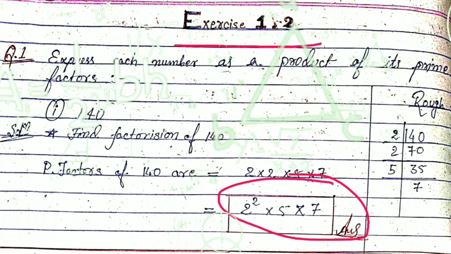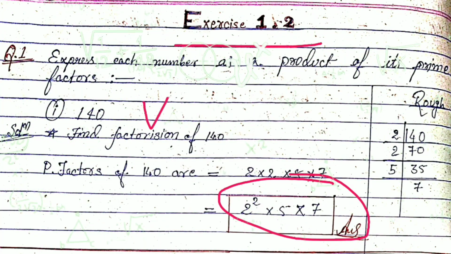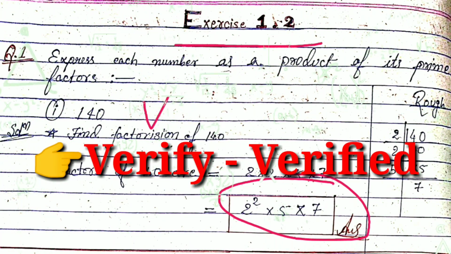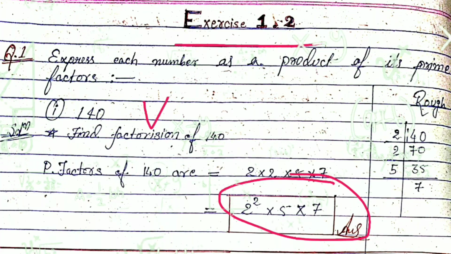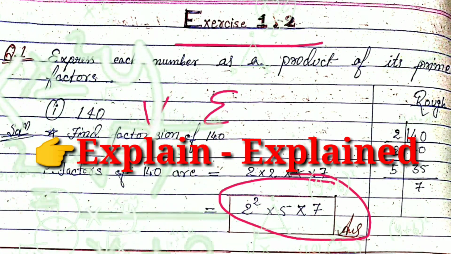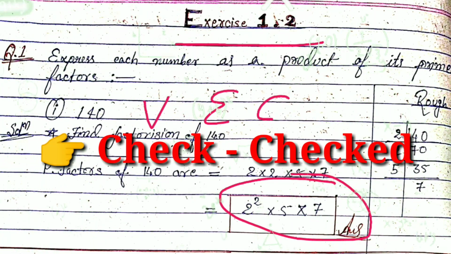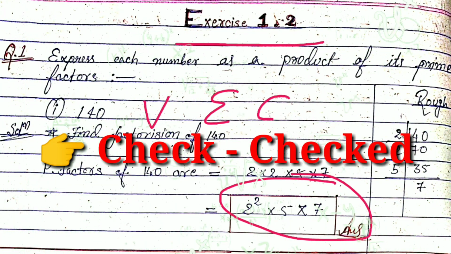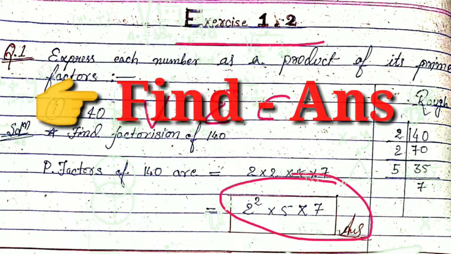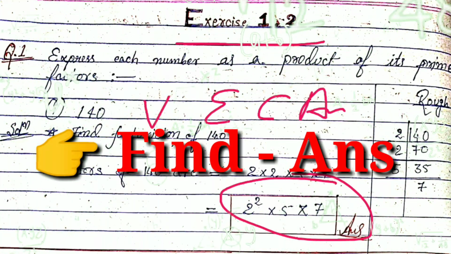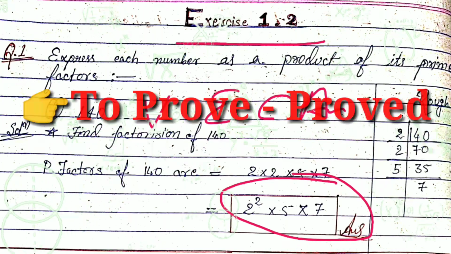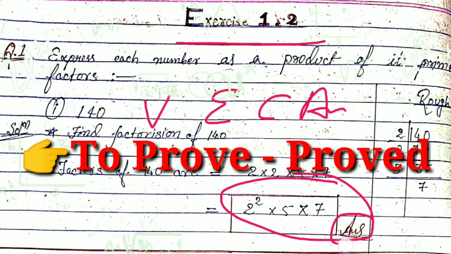If the question is saying verify, then we have to write the answer as verified. If the question is saying explain, then we have to write the answer as explained. If the question is saying check, then we have to write the answer as checked. If the question is saying find, then we should write the answer. If the question is saying prove, then we should write the answer as proved.